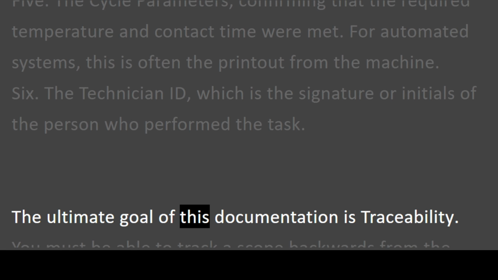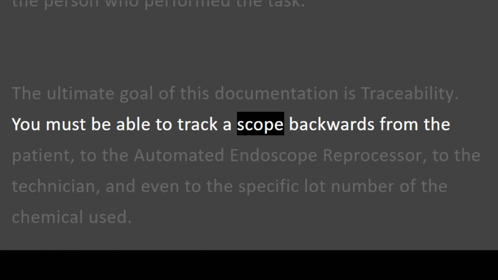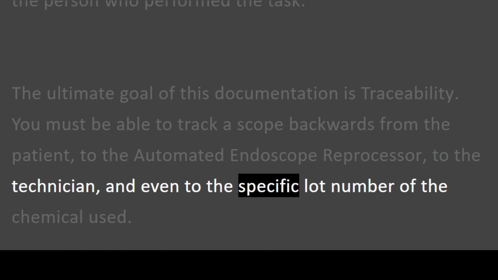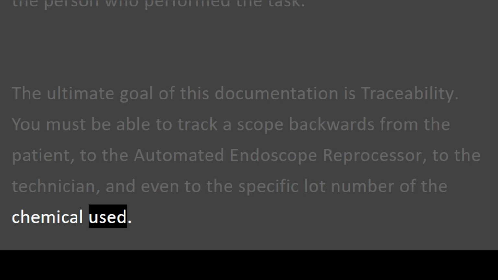The ultimate goal of this documentation is traceability. You must be able to track a scope backwards from the patient, to the automated endoscope reprocessor, to the technician, and even to the specific lot number of the chemical used.